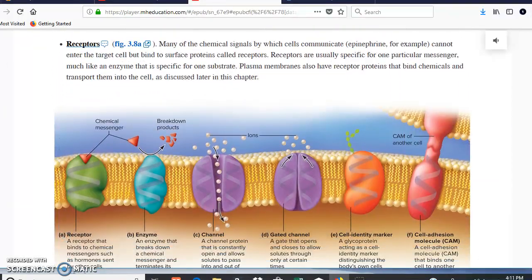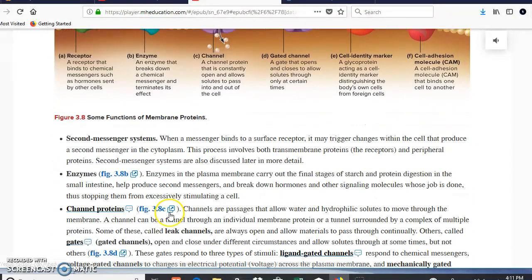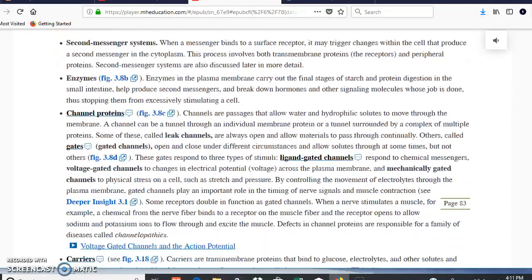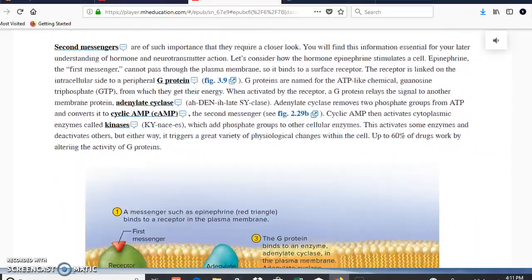And some of the functions of these membrane proteins, as you can see right here, they're going to be receptors, enzymes, channels, cell identity markers, okay? And they also function as second messenger systems. They are called second messengers because there are going to be two messengers involved. Right there you see second messenger.